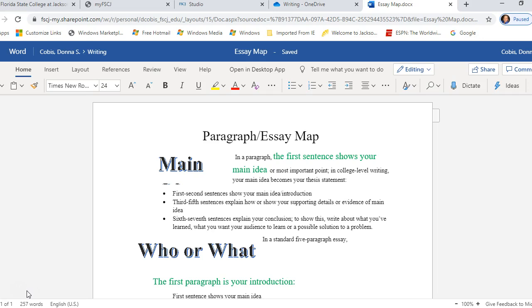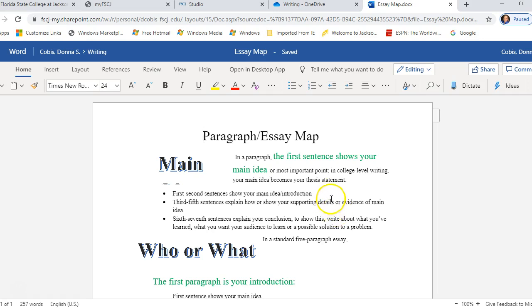Now, your first paragraph will be your main idea. This should be main idea here. And then your first sentence should show your main idea, which is your most important point that you want to make. In your college level writing, your main idea will become a thesis statement, which is a persuasive argument that you want to make in order to convince your readers about your idea, your point you want to make.